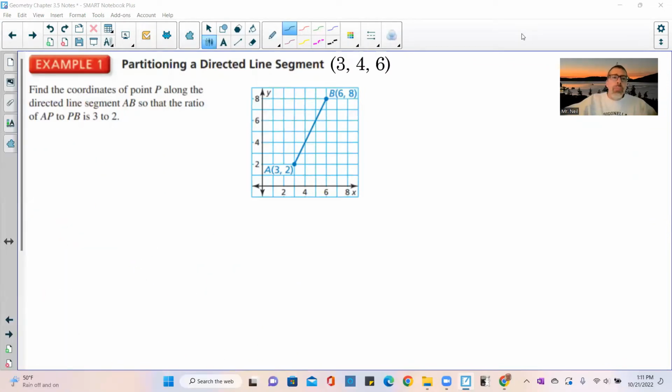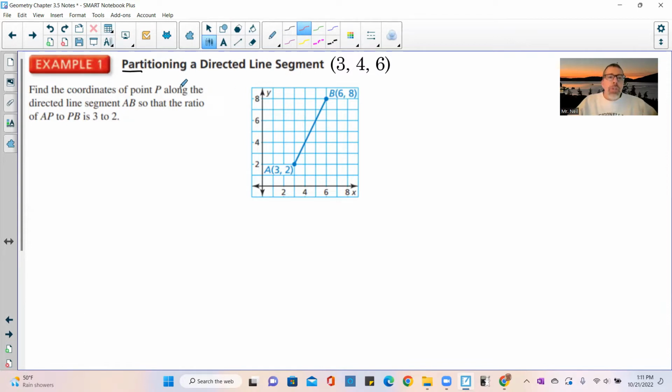Okay, example 1 is partitioning a directed line segment. Partitioning means to do just that, take it and make parts, partition. If you have ever seen a room where the wall unfolds and creates 2 rooms from one, that is called a partition. You partition the room into 2 rooms. So this is what this is.